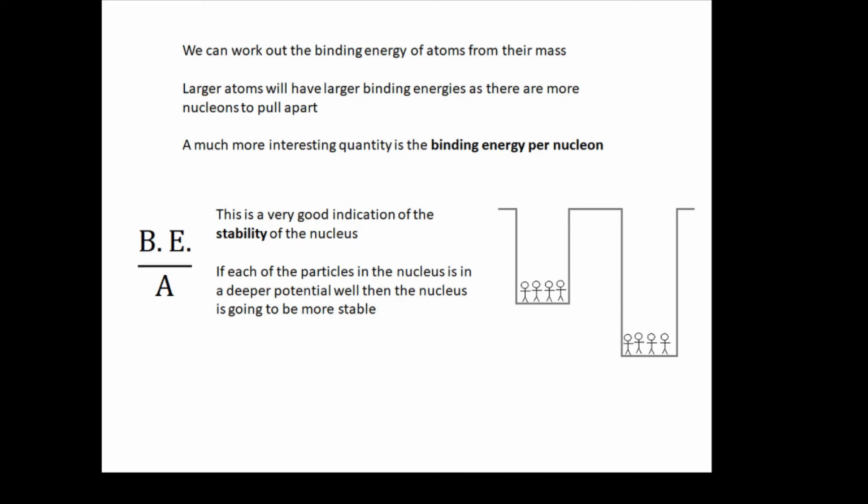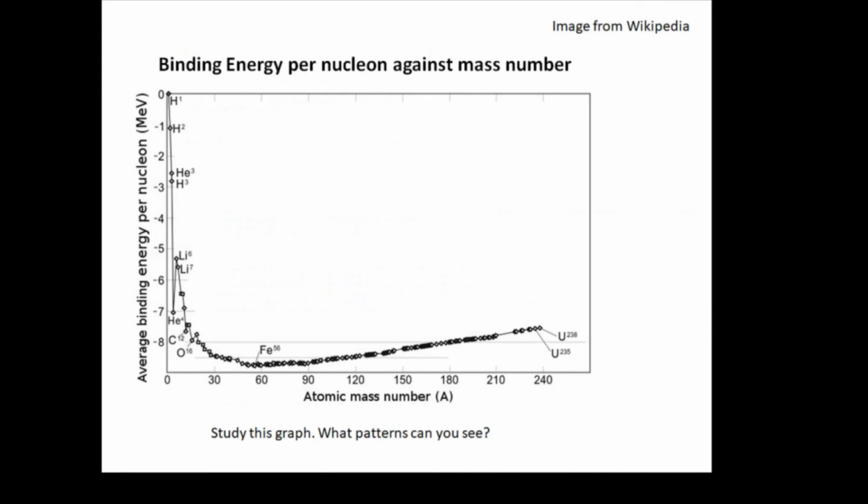If you have to do more work to pull each particle away from the nucleus, then it is more stable. It's in a deeper potential well. On that diagram, the diagram on the right represents a more stable nucleus. Okay, and this leads us to a very important graph. We'll have a quick look at it now, and then we'll talk about it a lot in the next couple of videos. It's a graph of binding energy per nucleon against mass number, against nucleon number. And it's a very characteristic shape.